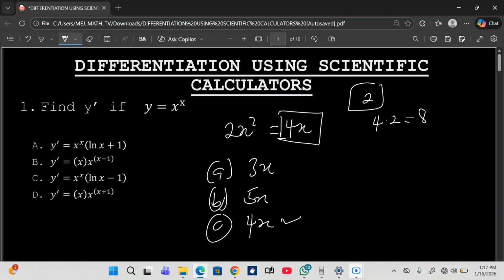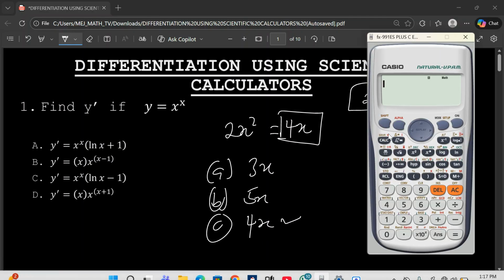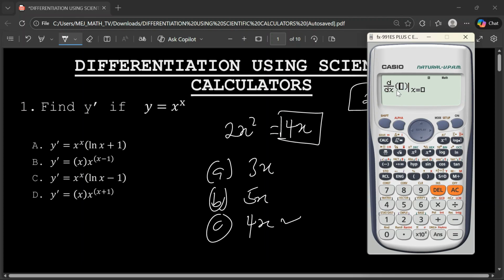And so when we pick our scientific calculator, you realize that you're having the dy/dx of a function being evaluated at a specific point. And so that is how the calculator works.